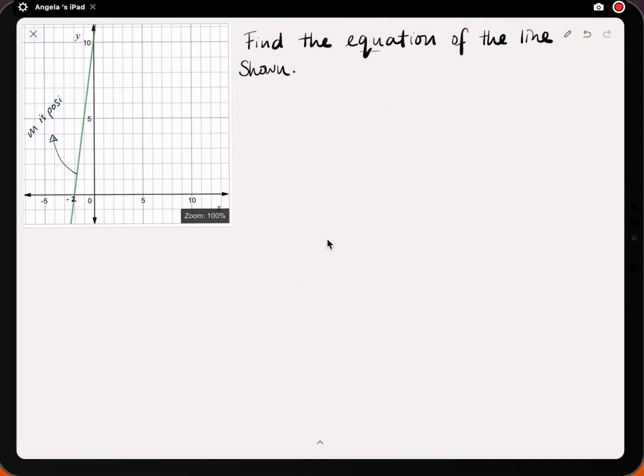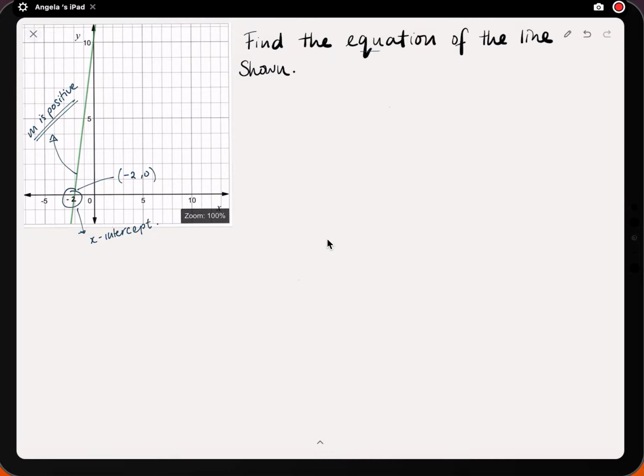So when we solve for our gradient, we should be looking to get a positive m value. Another thing we can see here is that the graph cuts the x-axis at -2, making that coordinate (-2, 0). So I'm just going to write here that that is our x-intercept.